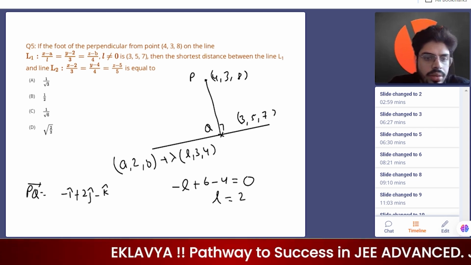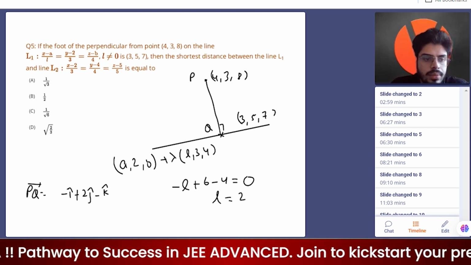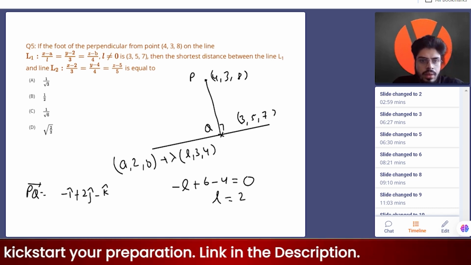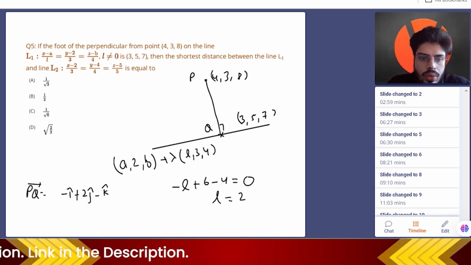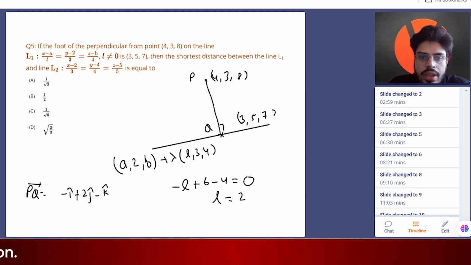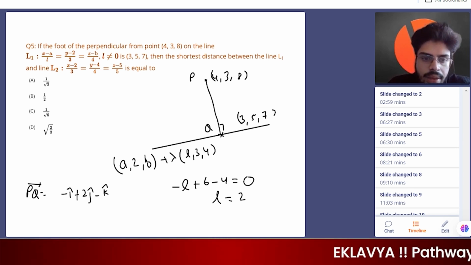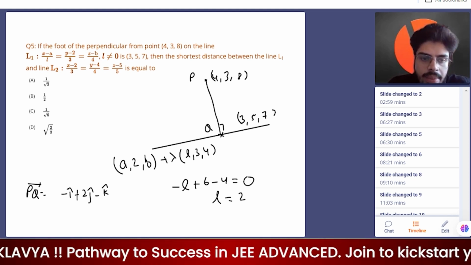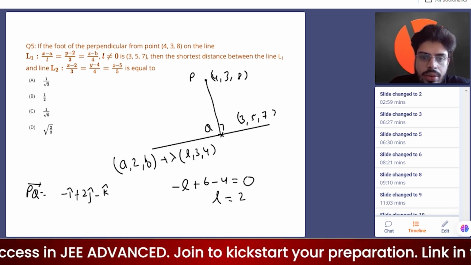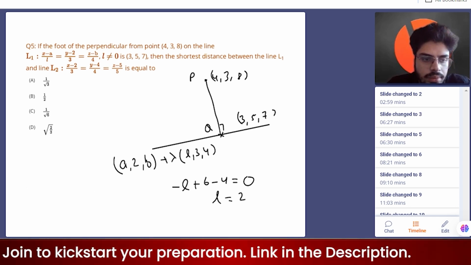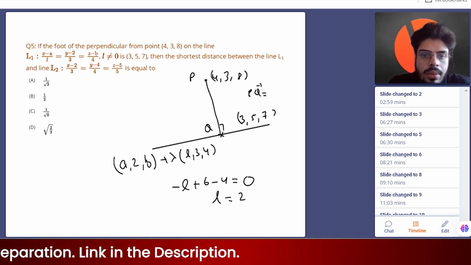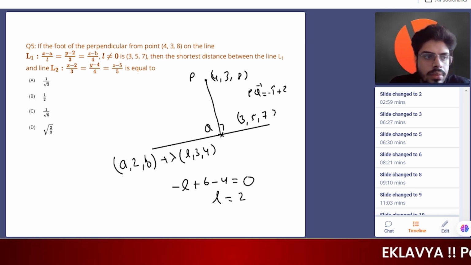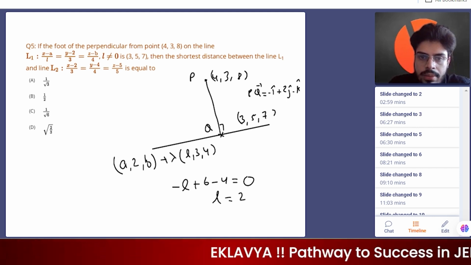Okay, so I got L is equal to 2. What can we say about this point Q? This point Q is on this line, and L I got 2. So basically A plus lambda L is equal to 3. PQ you got minus i cap plus 2 j cap minus k cap.